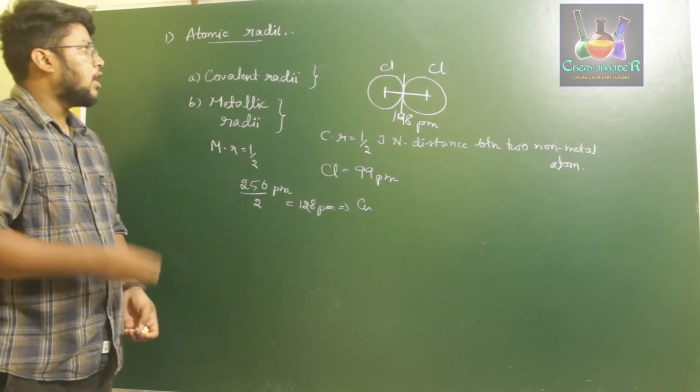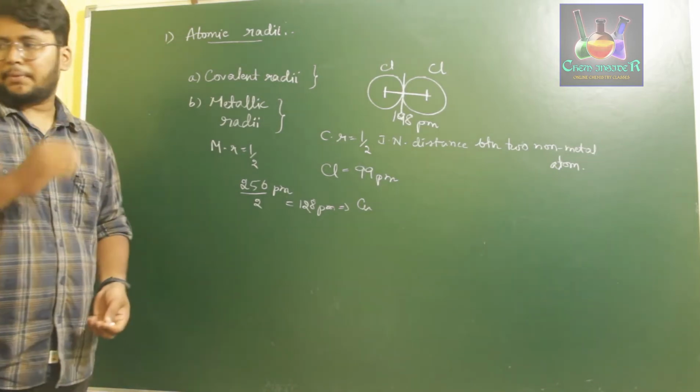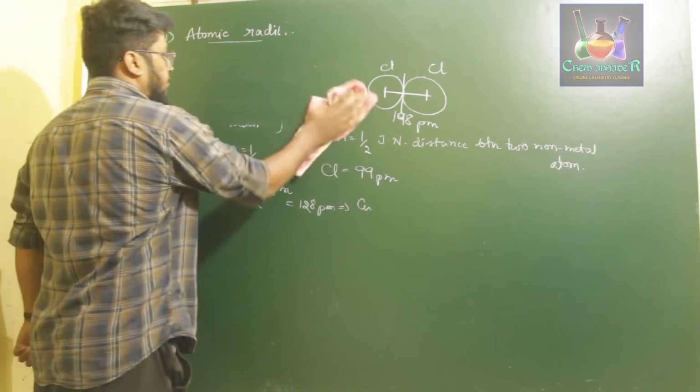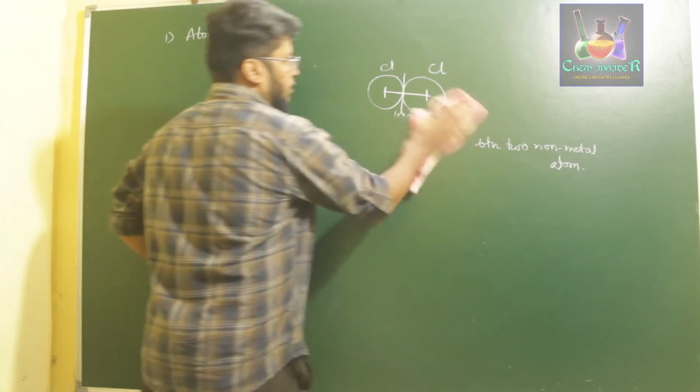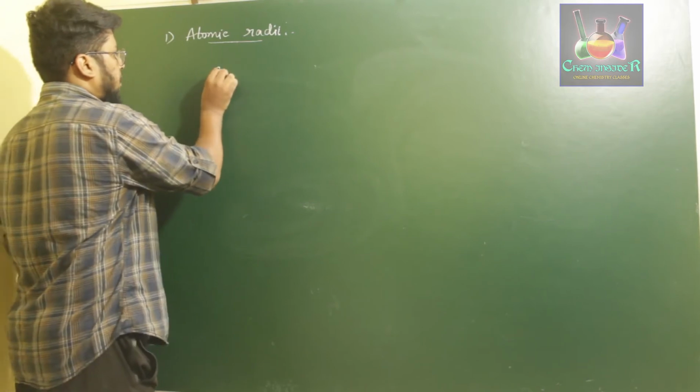Now how does this atomic radii vary across the period and down the group? The atomic radii has two particular trends with respect to across the period and down the group. So how does it vary? First we'll consider across the period. Let us say for period 2.